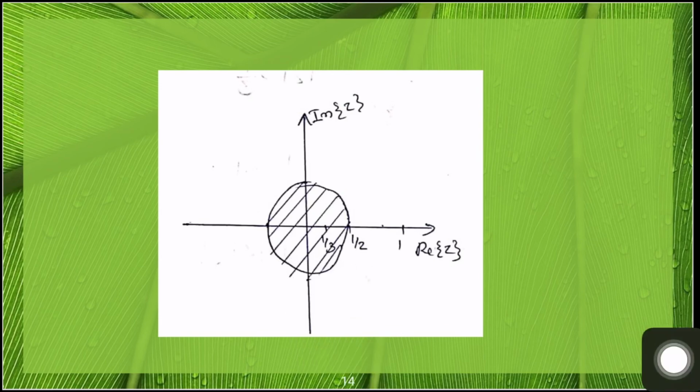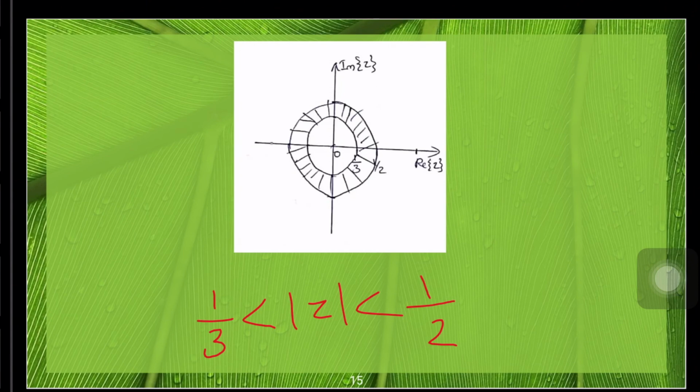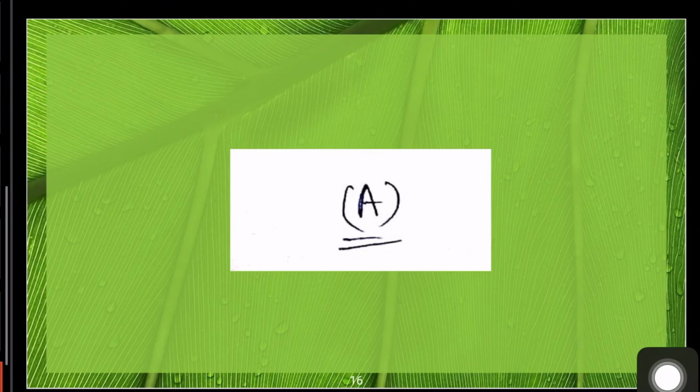The ROC of x of n, that is x1 of n minus x2 of n, is nothing but the intersection of R1 and R2, that is intersection of ROC of x1 and that of x2 of n, which is nothing but the area between these two circles, that is 1 by 3 less than mod z less than 1 by 2. Thus, our answer is option A.